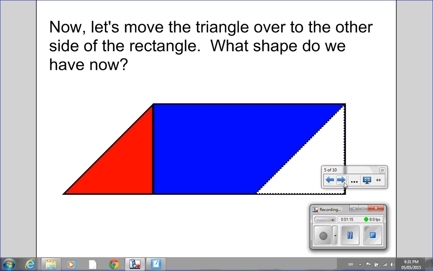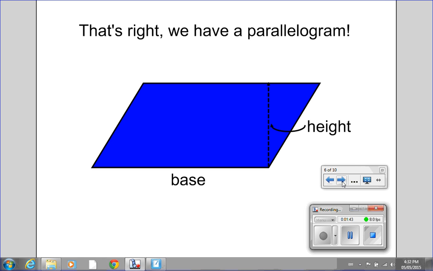Okay, now let's move the triangle over to the other side of the rectangle. So the red triangle used to be over here, but now it's over here. Okay, and what I need you to do at home is just imagine that these two lines have disappeared. Just imagine that this whole white space here does not exist. What shape do we have now? I think it kind of looks like a parallelogram.